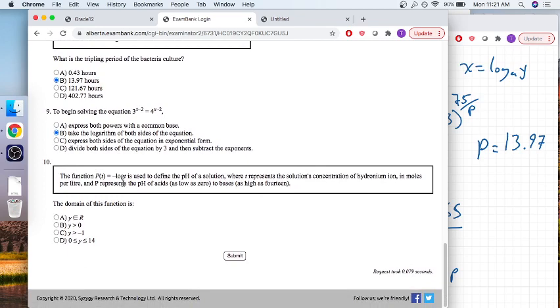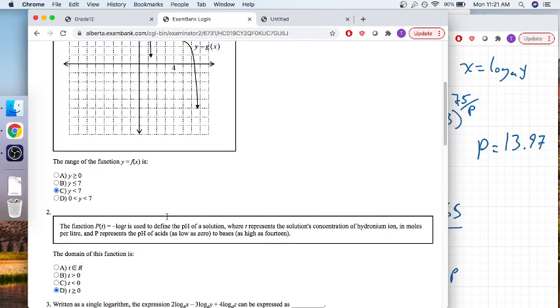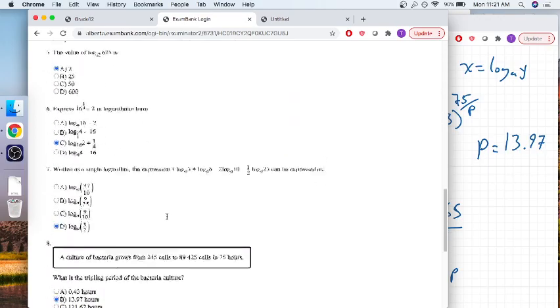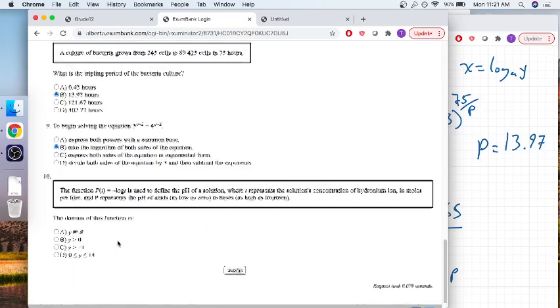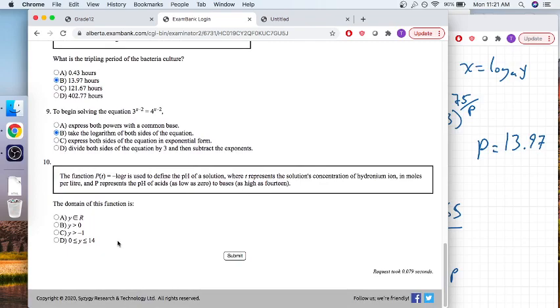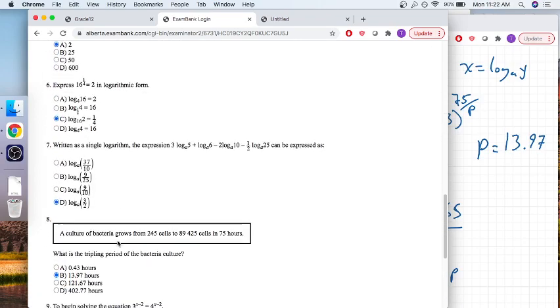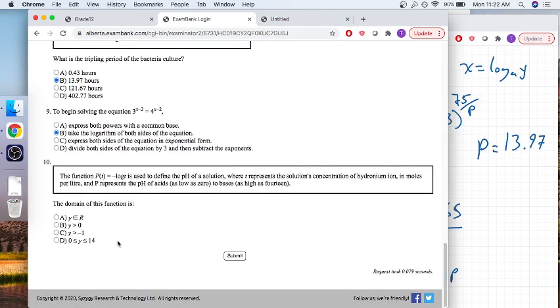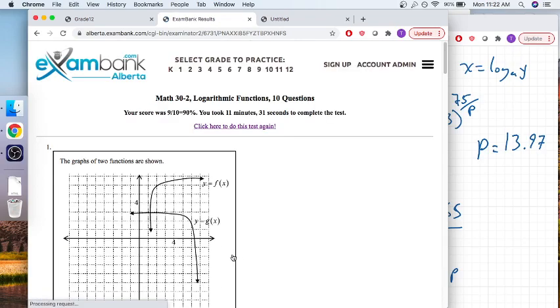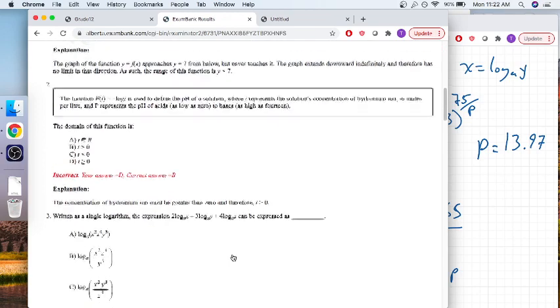The function p of t equals negative log t, find pH, did this before. Domain of the function. Is this the same question? What they really mean is the range of the function. Okay, so our range should be 0 to 14. It can equal both, because we go from 0 to 14. Our range is going to be y, which is this p of t. Okay, 9 out of 10.